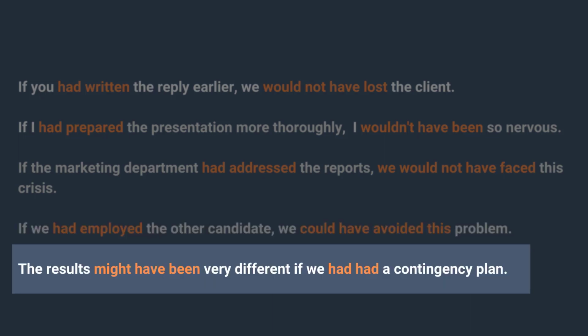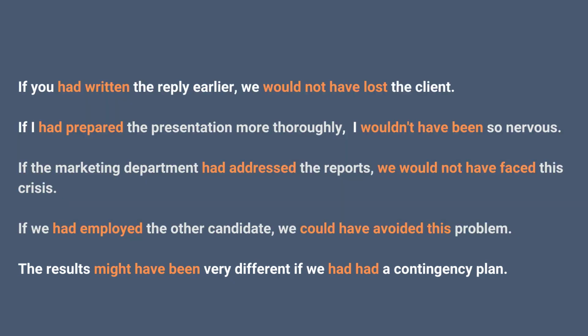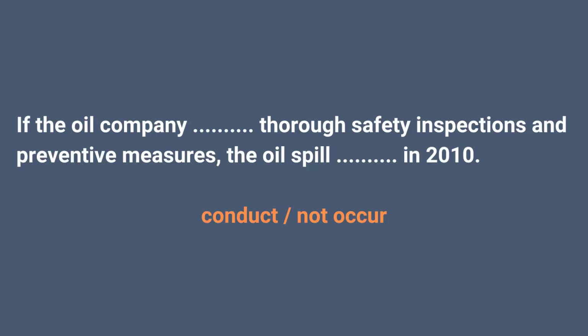And then changing again to might, again giving a little bit of a different feel to the sentence, the results might have been very different if we had had a contingency plan. So let's look at some further examples from crisis management, and this time let's see if you can put these sentences into the third conditional. So let's start with the first one.